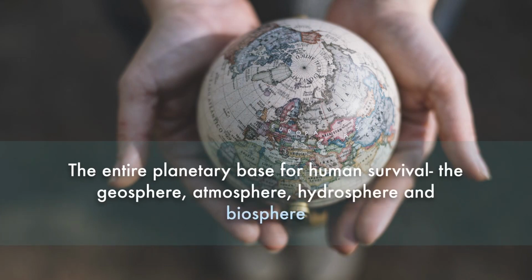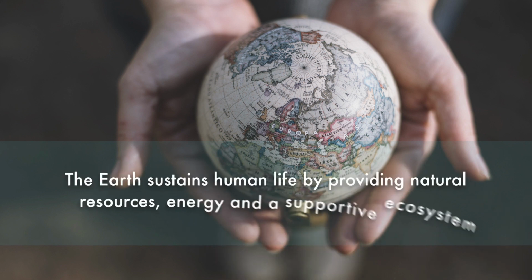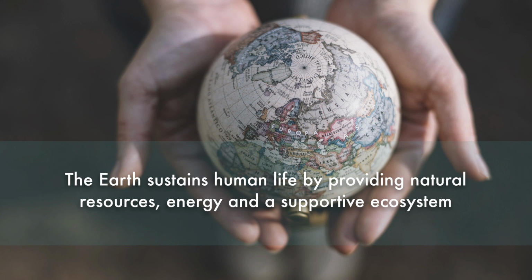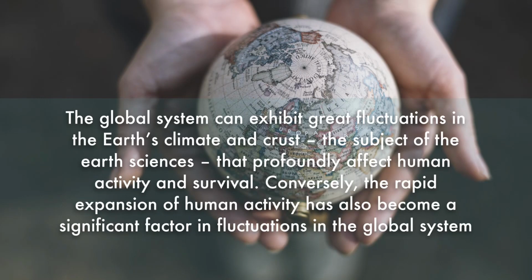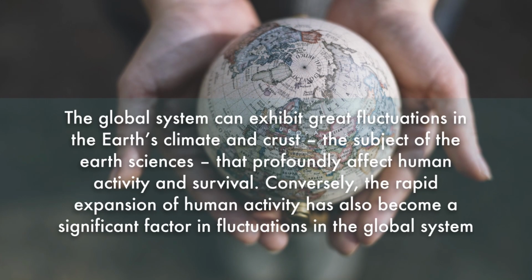What is global system? When we talk about global system, it is an interplanetary base for human survival. That is the geosphere, atmosphere, hydrosphere, and biosphere. The Earth sustains human life by providing natural resources, energy, and a supportive ecosystem through this global system. This global system can exhibit great fluctuations in the Earth's climate and the crust.